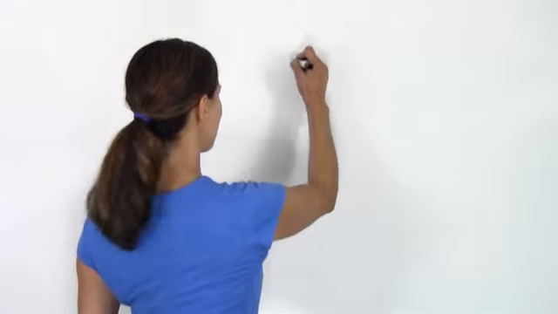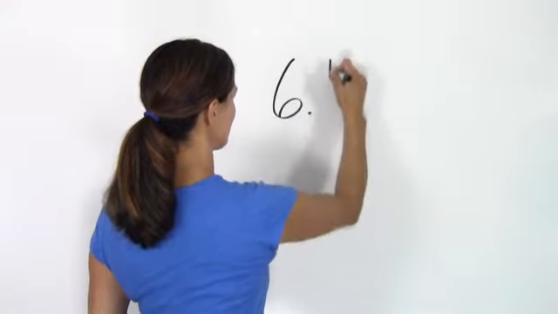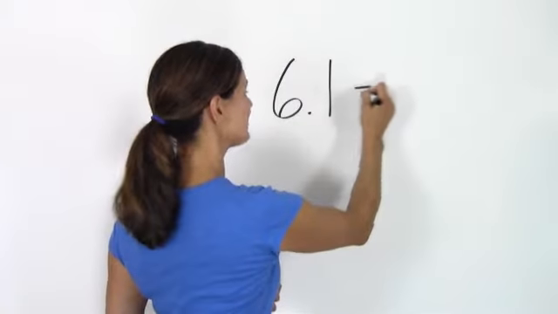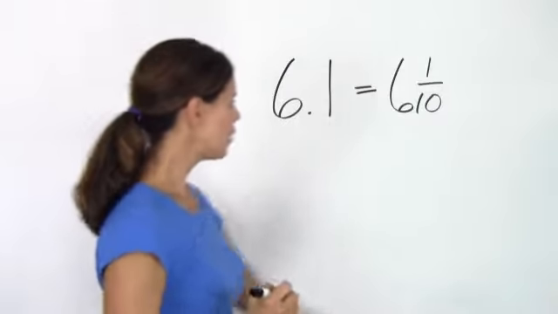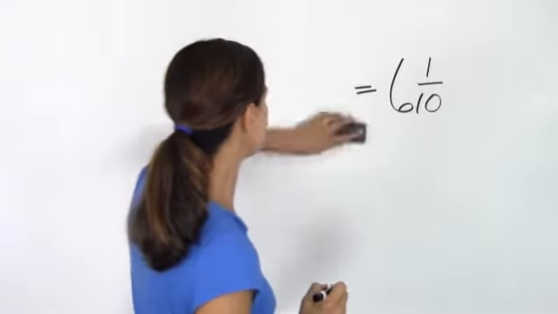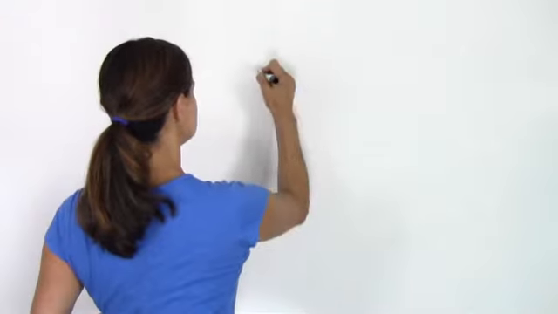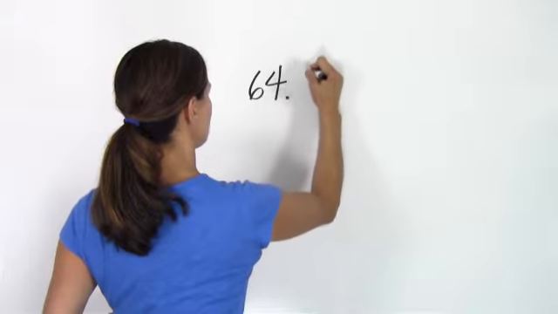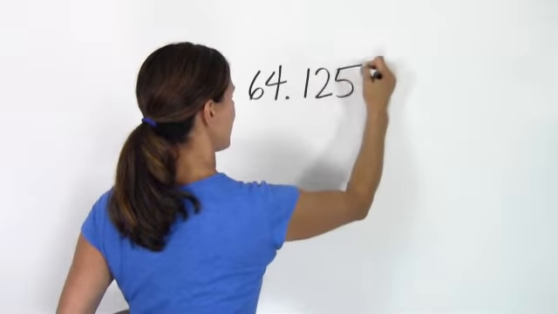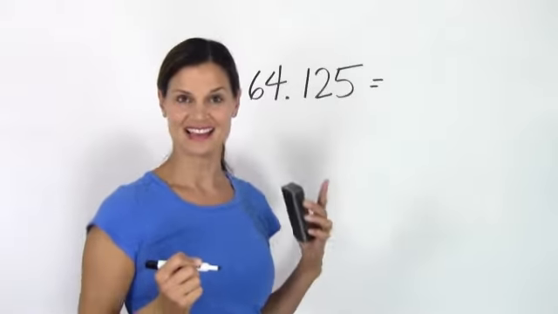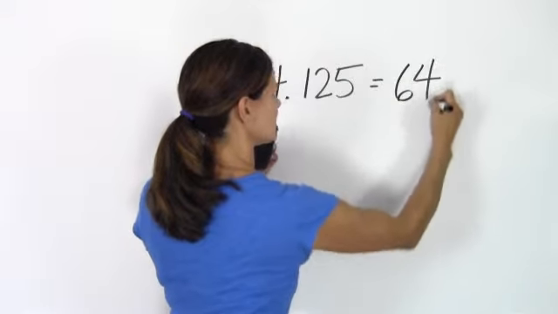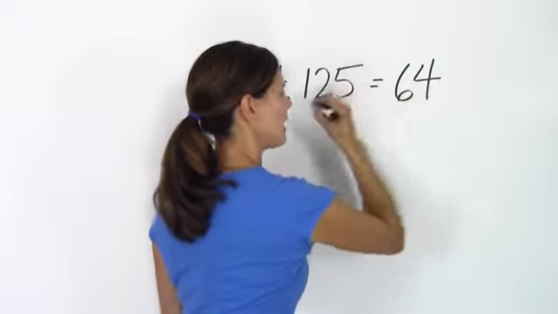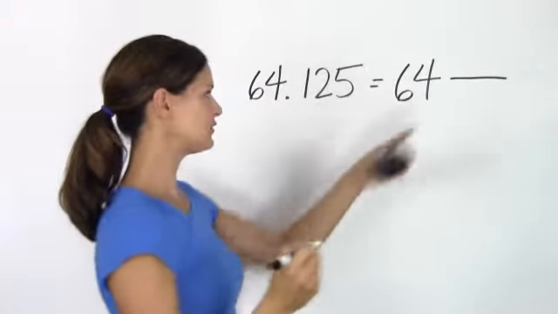Most decimals can be written as fractions. So if I have, for example, the decimal 6.1, I can write that as a fraction, 6 1/10. What if I have a decimal like, for example, 64.125, and I want to write that as a fraction? Here's what I do. I keep my 64 as a whole number, but then I want to put my 0.125 as a fraction.